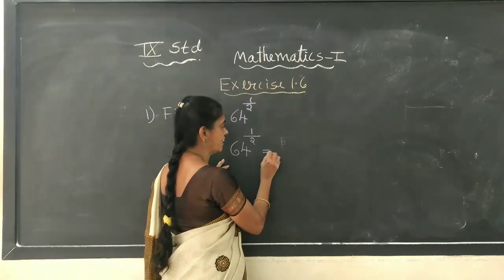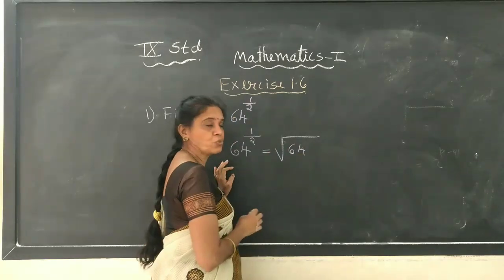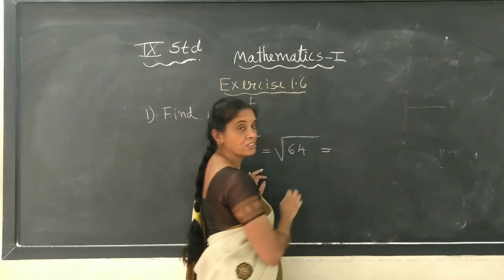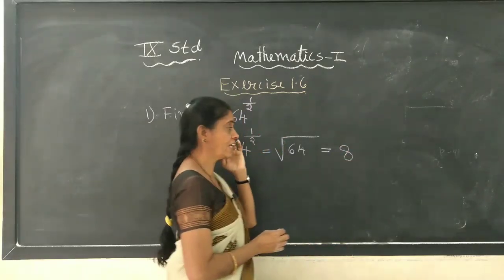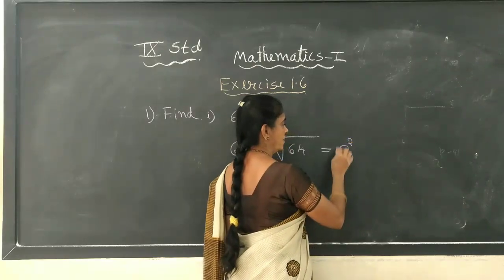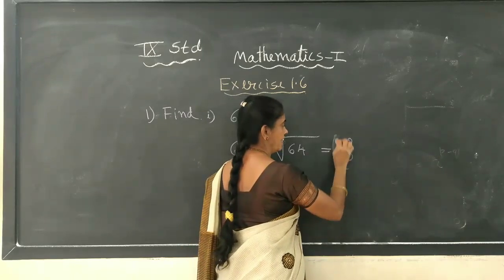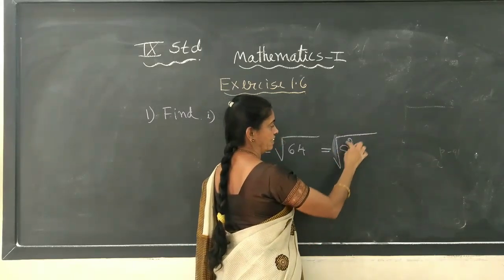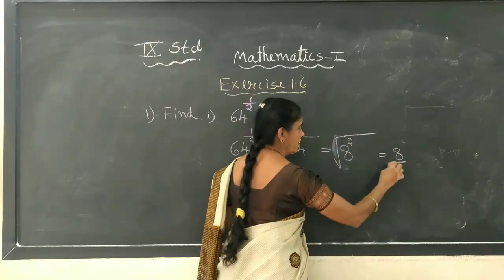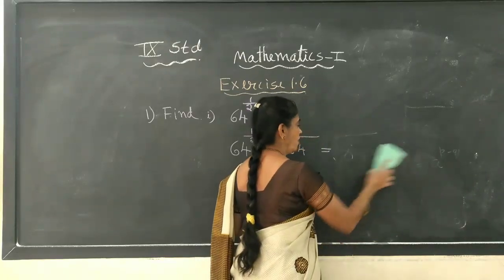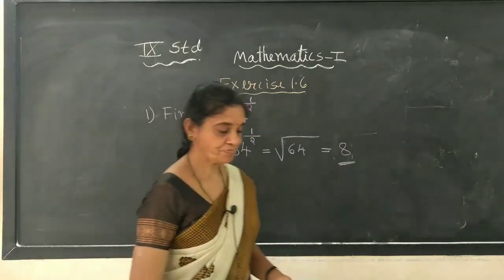Write it in the root form. It is square root of 64, and square root of 64 is how much? Square root of 64 is 8. 8 into 8, or you can write it as 8 square. 64 is 8 square, then its root. So the square and square root will cancel, you will get 8. Or directly you can write square root of 64, you know that it is 8. So the answer is 8.